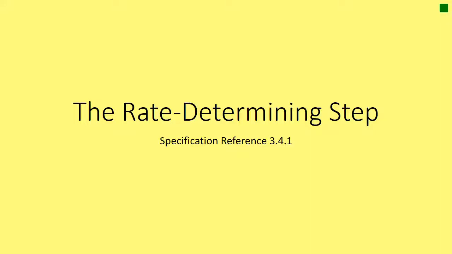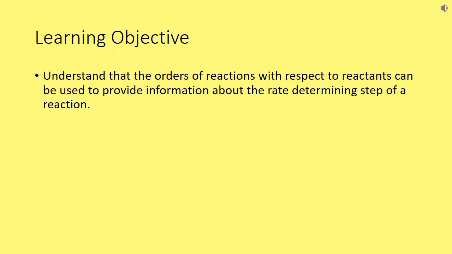Hello, welcome to the third in the series of lessons on kinetics, and this is dealing with the rate determining step, which has specification reference 3.4.1 as well. So what we want to do in this lesson is to understand that the orders of reactions with respect to reactants can be used to provide information about the rate determining step of a reaction.